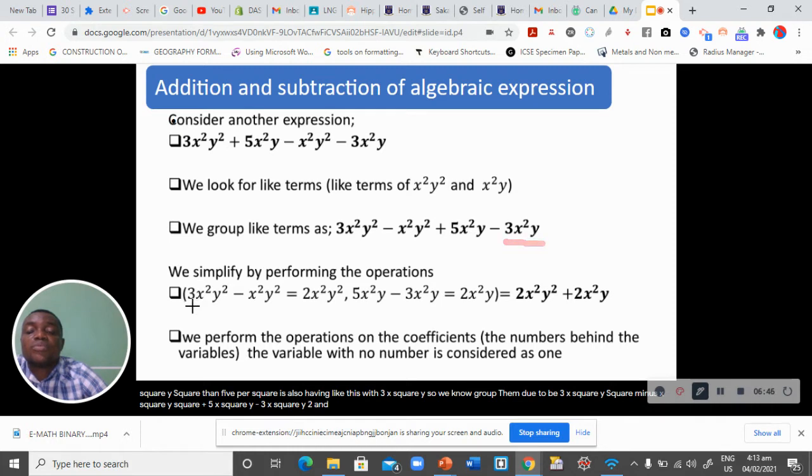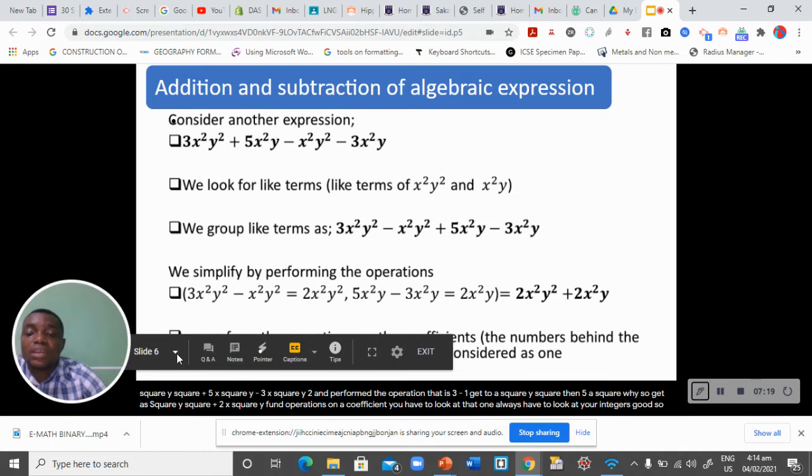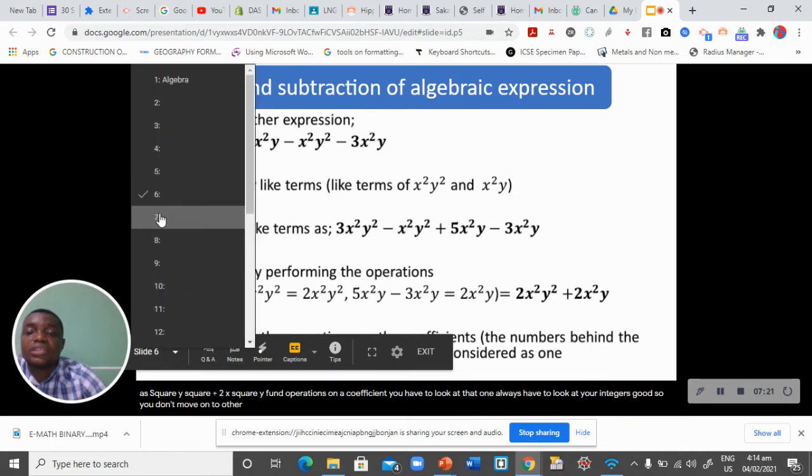When you perform the operation, 3 minus 1, you get 2x squared y squared. Then 5 minus 3, we get 2, and we add x squared y. So we get 2x squared y squared plus 2x squared y. We perform the operations on the coefficients. So you have to look at that one always. You have to look at your integers. Good. So we then move on to other operations.